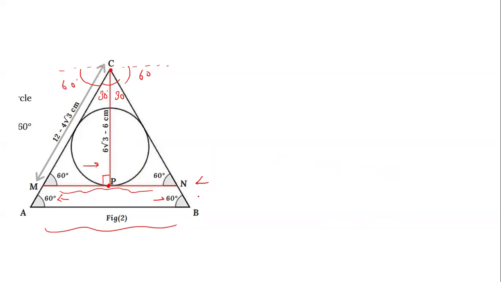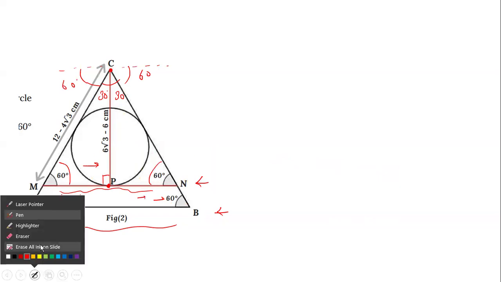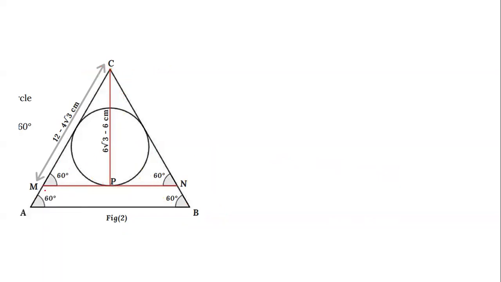Now this MN is parallel to the AB. So if this angle is 60 and this angle is 60, then this angle is also 60 degree. So now we can see that this triangle MNC is an equilateral triangle, because this is 60, this is 60 because this is parallel to AB, and this is also 60. Now we have an equilateral triangle. So what is the value of MC?